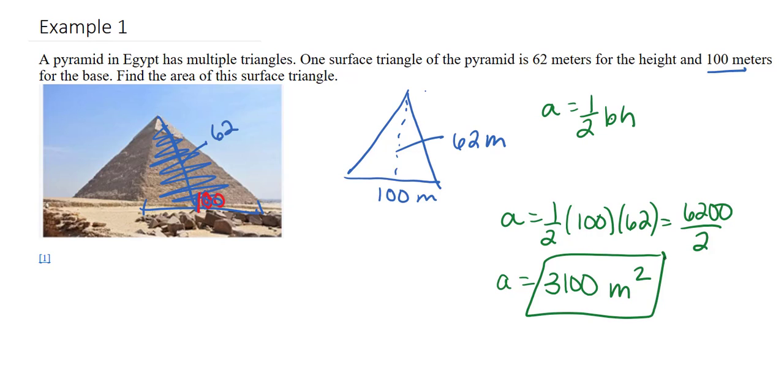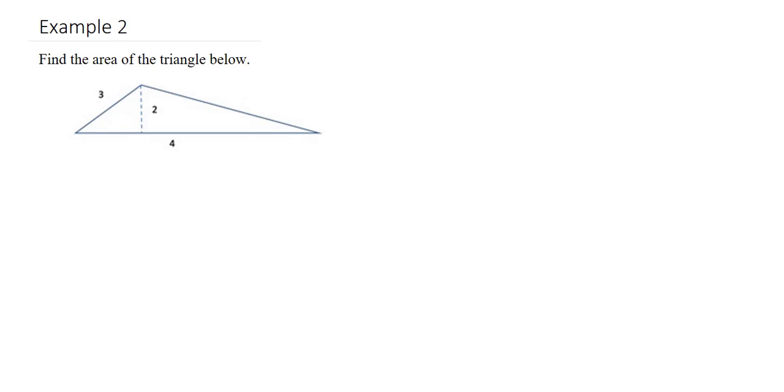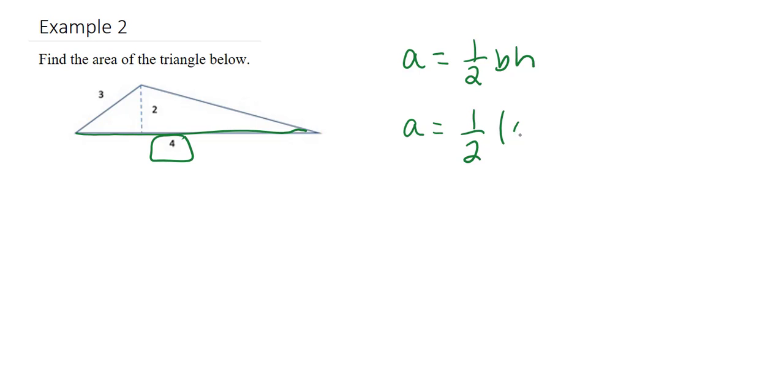Now let's do the last example. Example 2: we're going to find the area of the triangle below. We have 3 different numbers. We need the area, 1/2 base times the height. Area equals 1/2. What's our base? Our base is right here, so this is our 4. Then we need to find the height. There are 2 other numbers, but remember the height comes from the base and goes all the way to the top of the triangle. So that would be the 2. This 3 is just useless information for this problem.